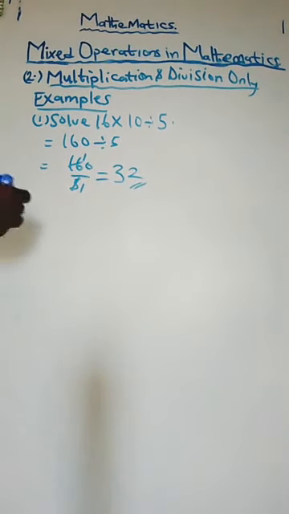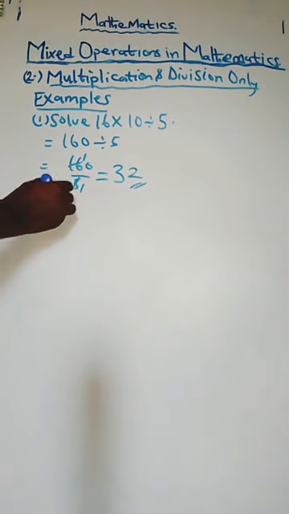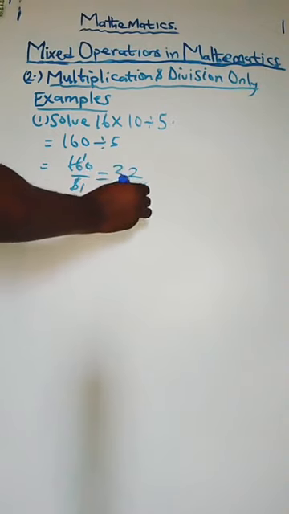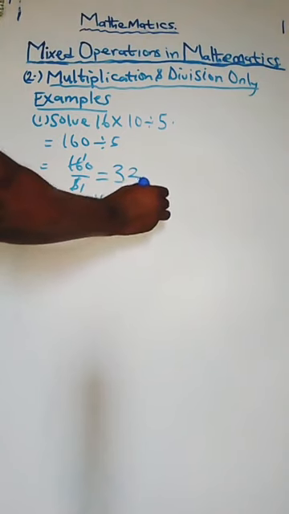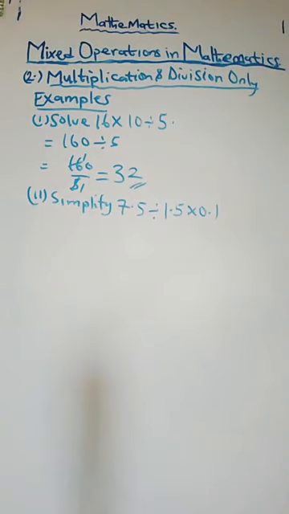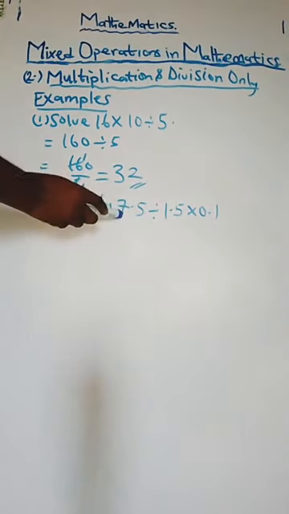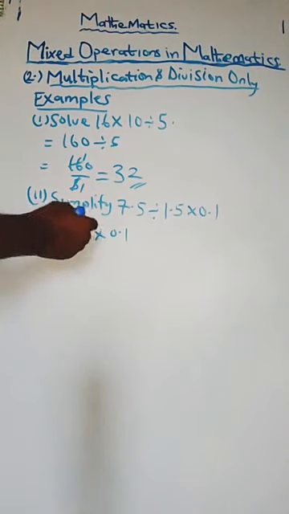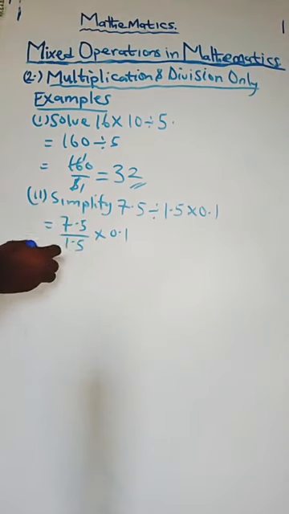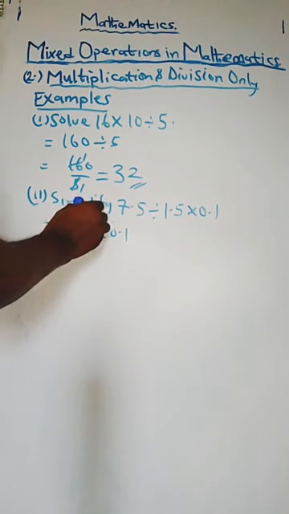Let's look at another one. Let's say you have a question that says simplify 7.5 divided by 1.5 times 0.1. Likewise, in this question, we only have division and multiplication. So it is ideal that we solve from left to right. So the next thing for us to do is to convert the 7.5 to a whole number, and the 1.5 to a whole number. Change it by using equivalent operation. This moves one place.